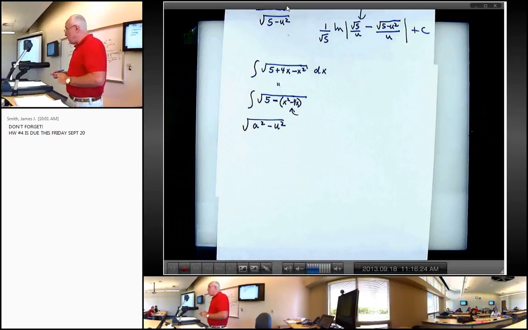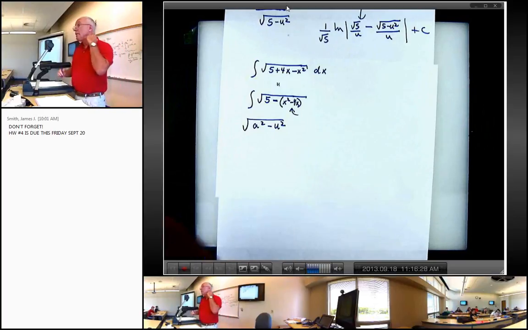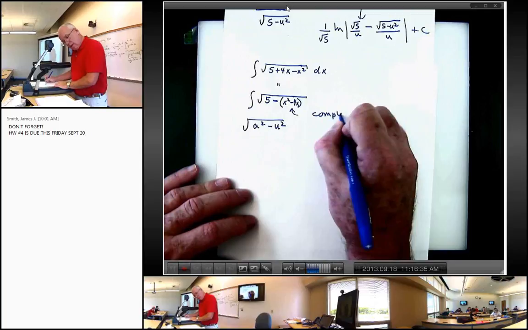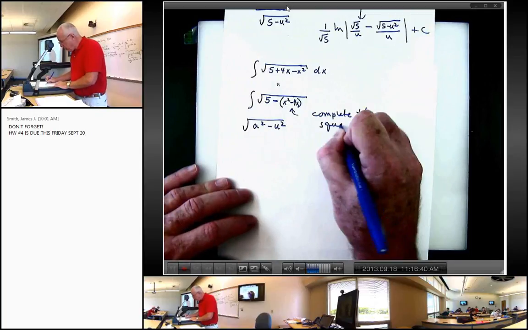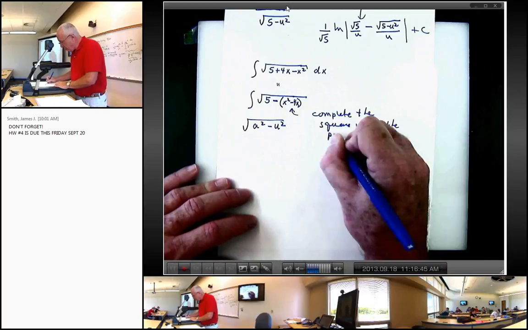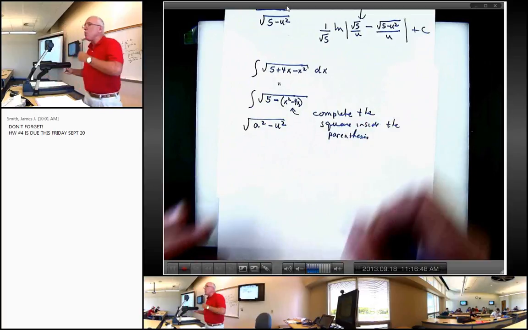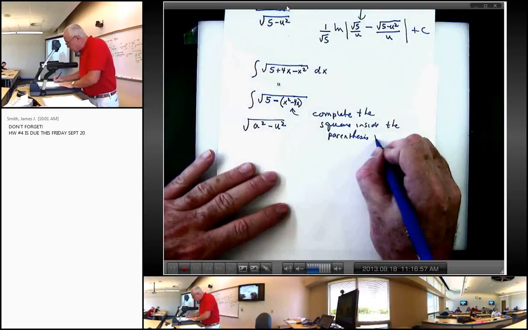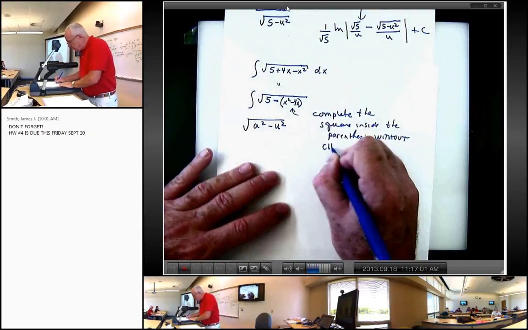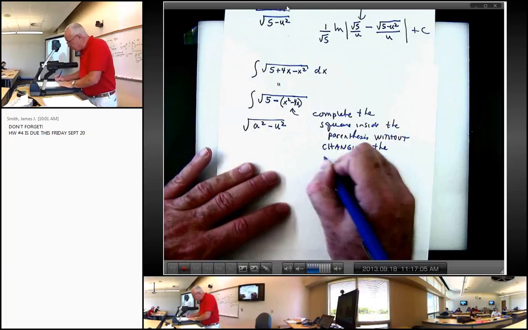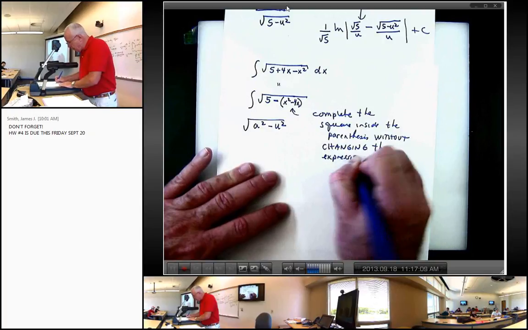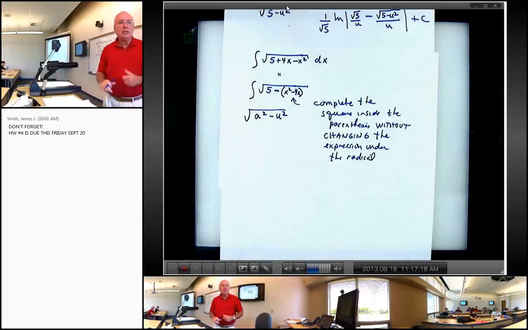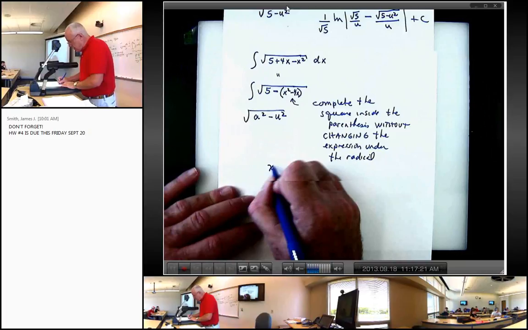So good old college algebra, completing the square, is rearing its ugly head, perhaps, depending on how you feel about that. So I want to complete the square inside the parentheses, but I want to be careful not to change the actual total expression under the radical, because if I change it, I change my problem. All right. So let's look at completing the square for x squared minus 4x.